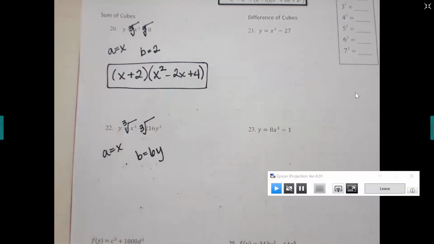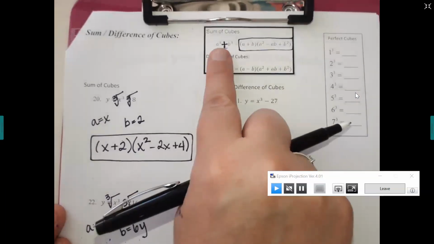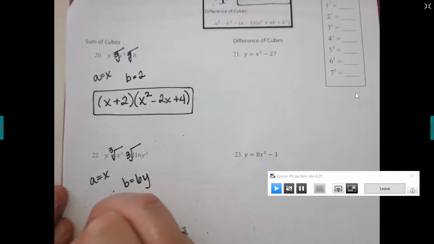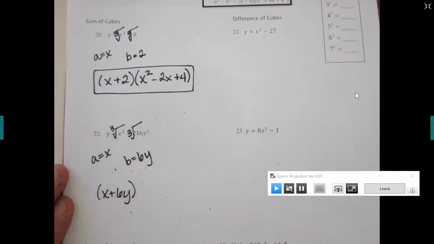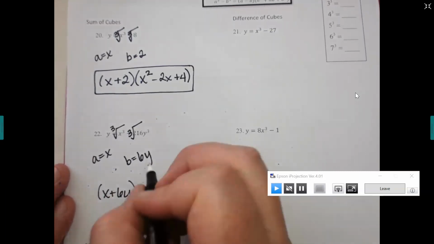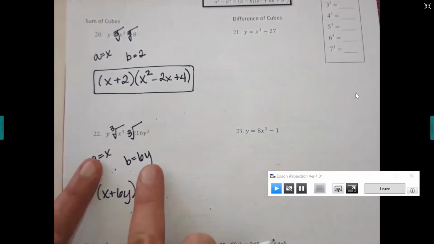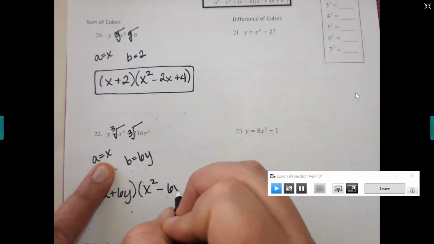So when I go to my formula, I'm going to pick the one that had a plus in the middle of it, okay, which is this one. It originally had a plus, so I want an a plus b. That's an x plus 6y. Okay, then the next thing that came after that is I want an a squared. So now that's an x squared minus, and then an ab, I'm just going to put these together. So x times 6y is a 6xy.